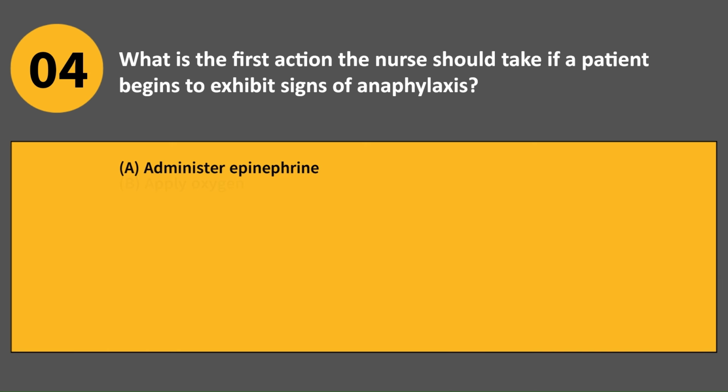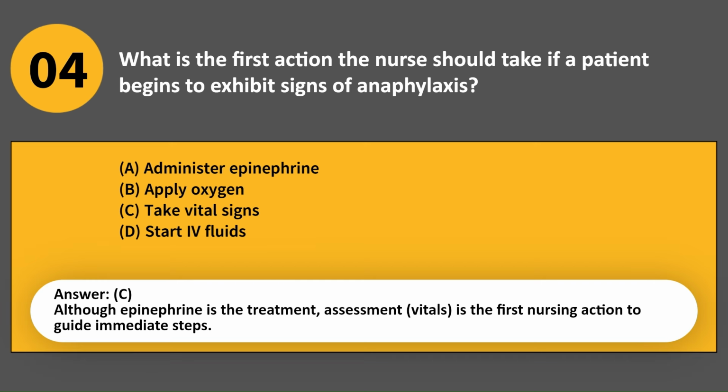What is the first action the nurse should take if a patient begins to exhibit signs of anaphylaxis? A. Administer epinephrine. B. Apply oxygen. C. Take vital signs. D. Start IV fluids. Answer C. Although epinephrine is the treatment, assessment, vitals, is the first nursing action to guide immediate steps.